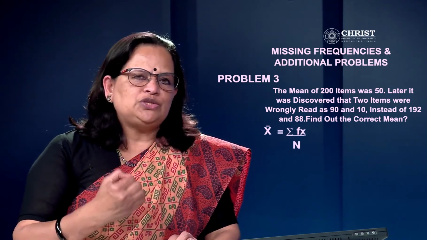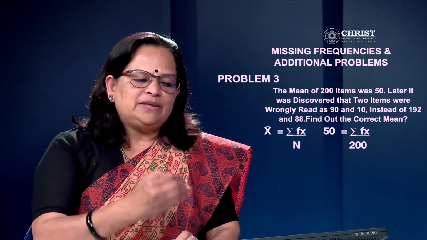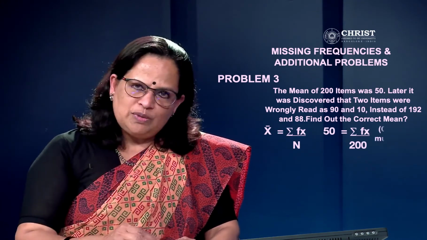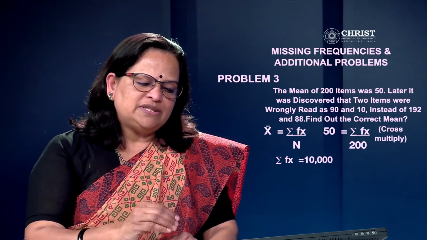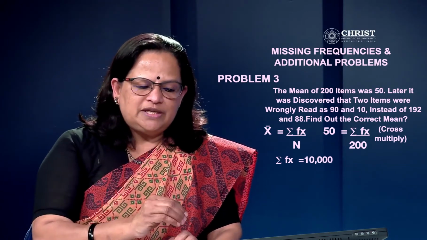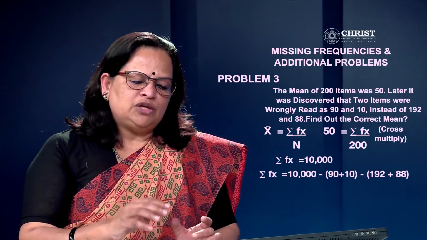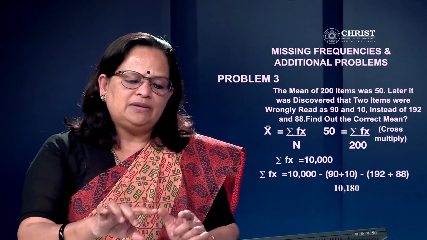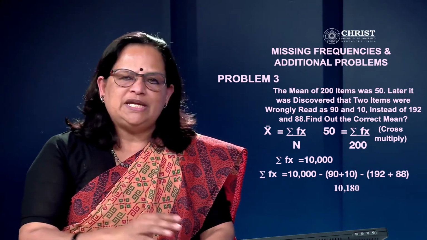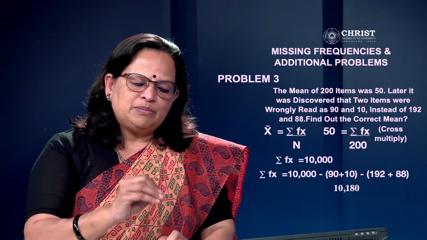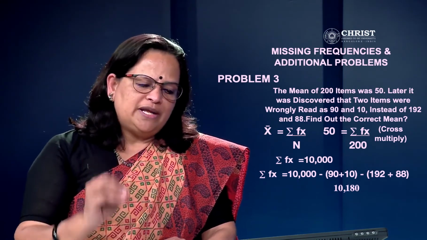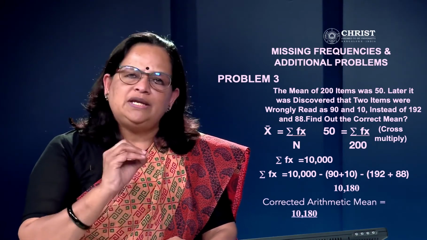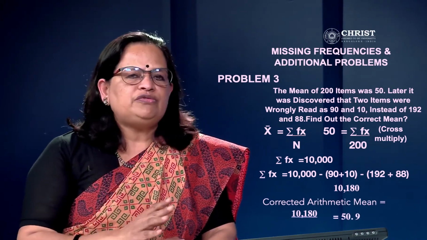So x bar is equal to sigma fx by n. 50, that is the mean. 50 is equal to sigma fx divided by 200. So cross multiplying the equation, you will get sigma fx is equal to 10,000. For the corrected sigma fx, from 10,000 you have to subtract the wrong values 90 and 10, then add the correct values 192 plus 88. So you will get the corrected sigma fx as 10,180. Now the correct arithmetic mean will be 10,180 divided by 200, that is equal to 50.9.